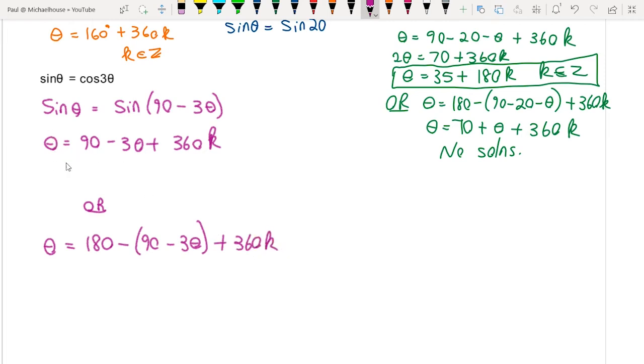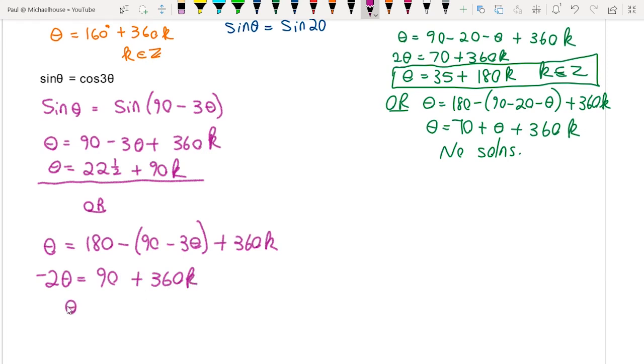This one will come to 4 theta is 90 plus 360k, or theta is 22.5 plus 90k. That's part of the solution. The other one is, this one's going to be 90 plus 3 theta, so we actually get negative 2 theta is 90 plus 360k. And here we would then get theta, if we divide through by negative 2, negative 45 minus 180k. Both of these with k an element of the integers.